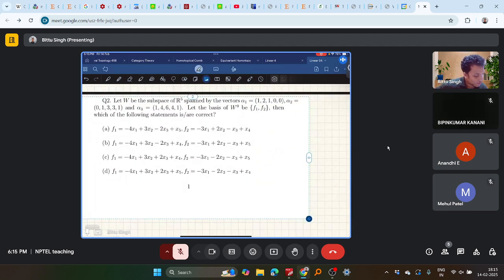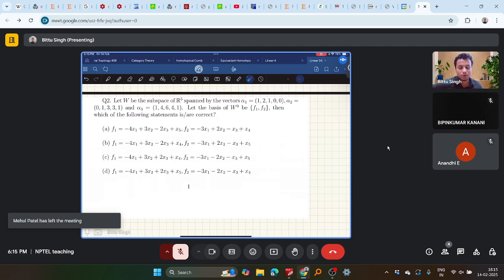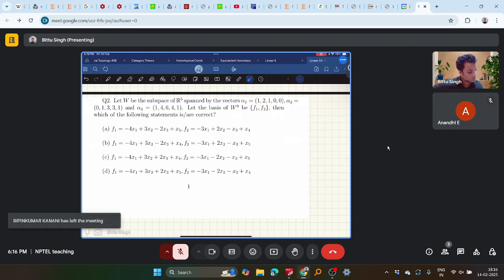Okay, so here W is a subspace of R5, and it is spanned by those vectors alpha 1, alpha 2, and alpha 3. So W is spanned by those three vectors. And now W naught. So what will be the basis of W naught? So what is W naught? W naught is the annihilating polynomials, polynomials which annihilate those points, right?